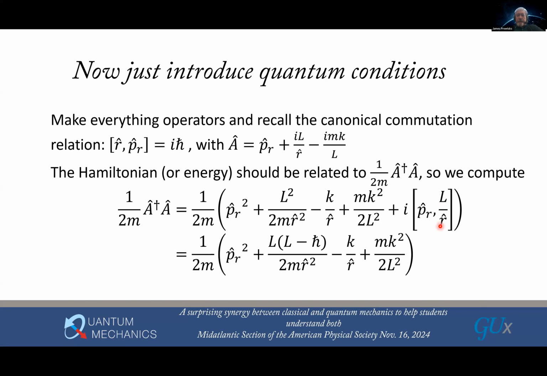This commutator will equal L times i h bar over r hat squared. And so you're going to get a minus h bar over 2m r hat squared times L. So it actually combines with the term that we already had of L squared over 2m r squared. And we still have this constant term left as well.